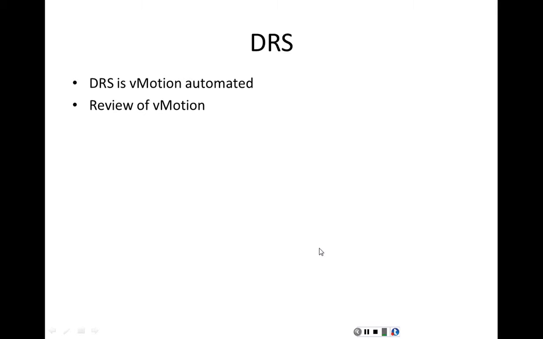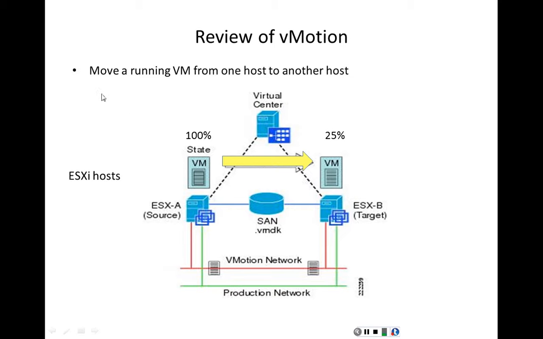DRS is simply vMotion automated. So let's do a review of vMotion. vMotion allows us to move a running virtual machine from one ESXi host to another ESXi host without having to shut down, without having to cut the users off. The users remain connected the whole time. vMotion allows us to move a running virtual machine from one ESXi host to the other.